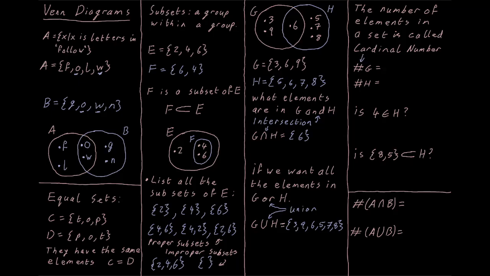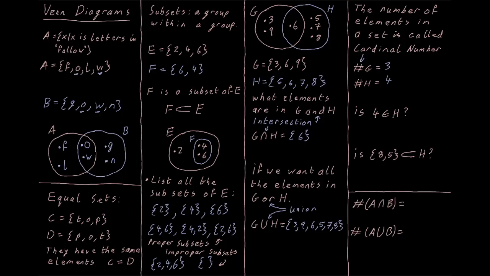Now, the number of elements in a set is called its cardinal number, and you use the hashtag symbol for it. So hashtag G means cardinal number of G, and it means how many elements are in it. So if we go to our red circle here, we have 1, 2, 3 elements in G. And how many elements do we have in H? What's the cardinality or the cardinal number of H? We have 1, 2, 3, 4. So we have 4 elements in H.